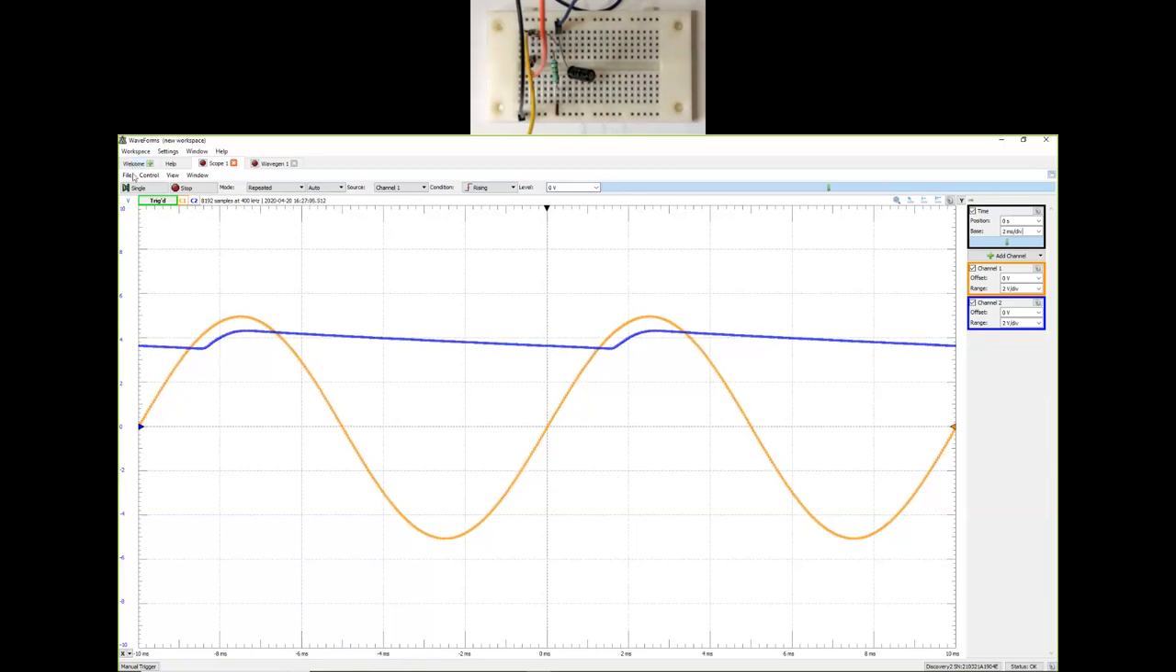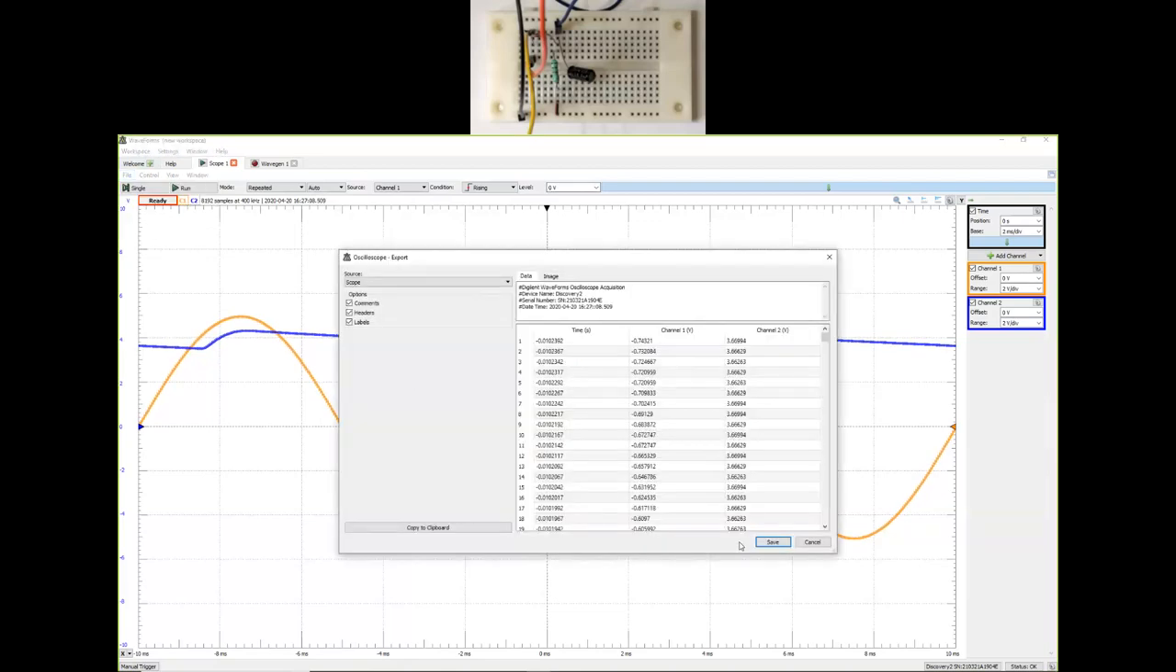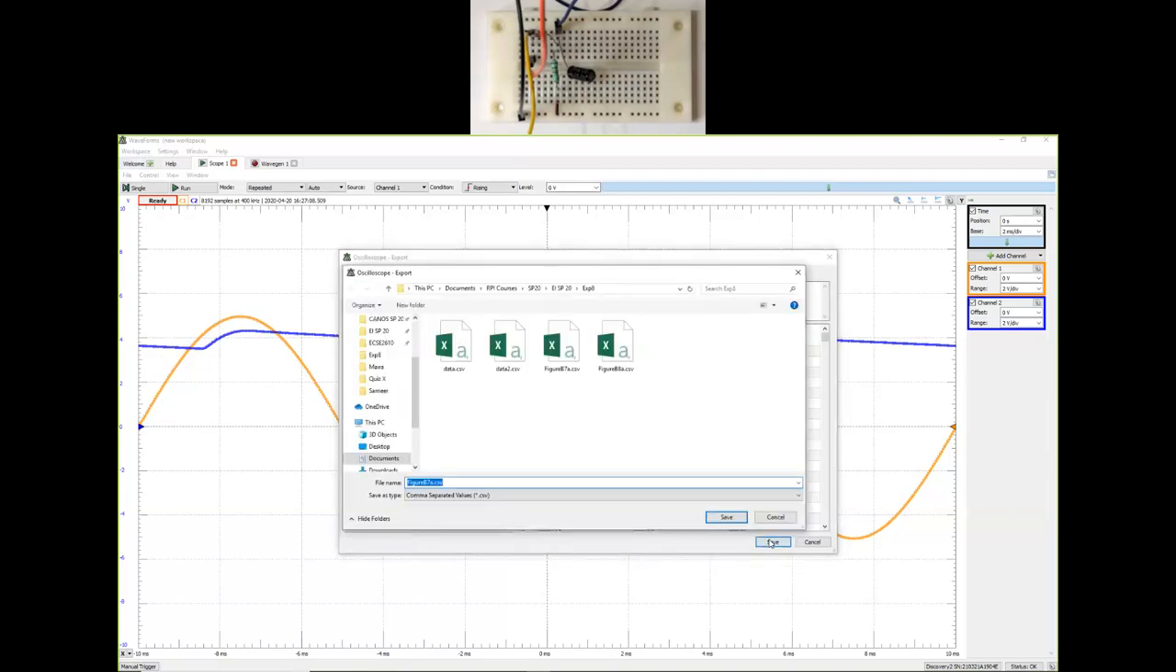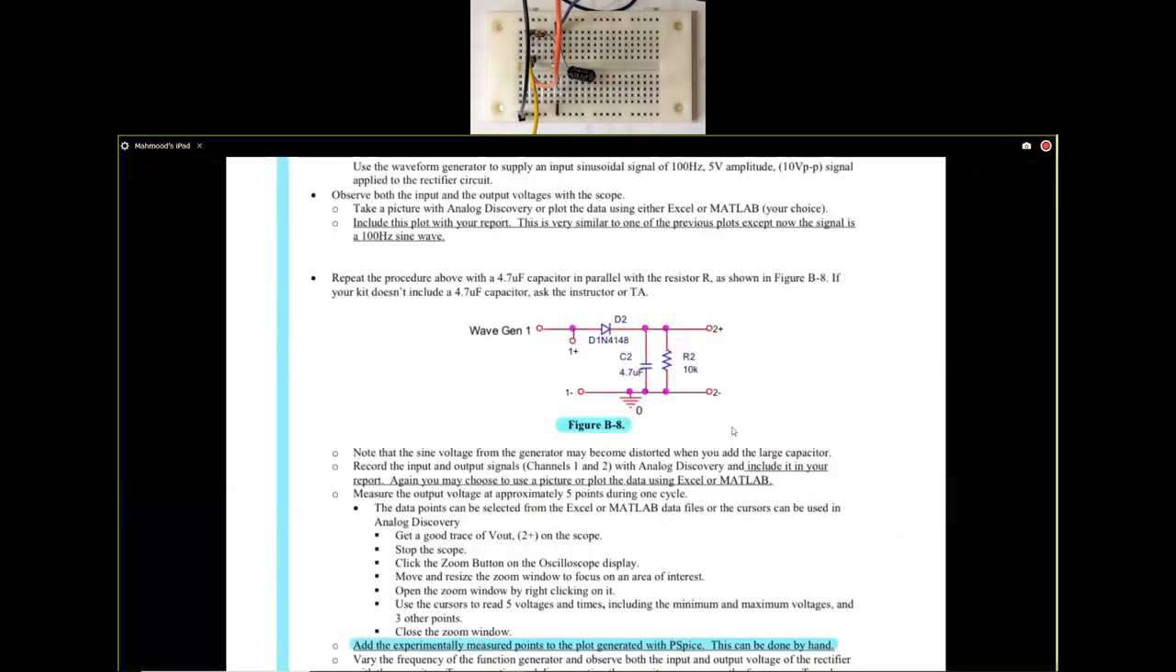But before I do that, I'm going to export my data. This is, I believe, B8. So actually this is B8, and I'm going to name it figure B-8, underscore 100 hertz, because this is when the input wavegen frequency is 100 hertz. Okay, so I'm going to save that, and you will have that when you need.